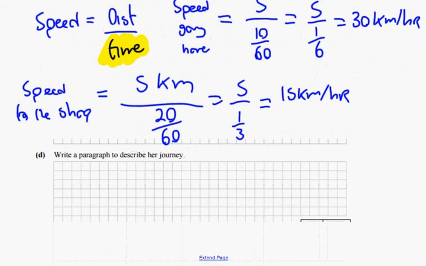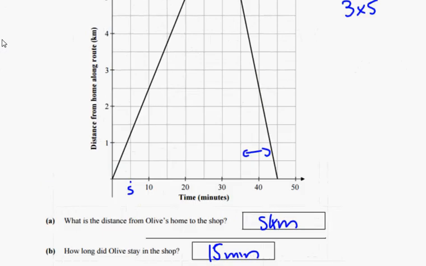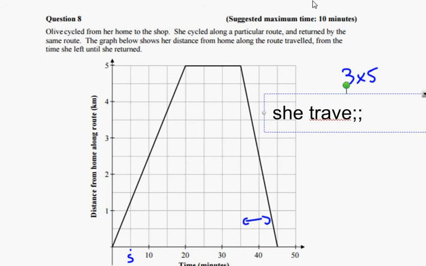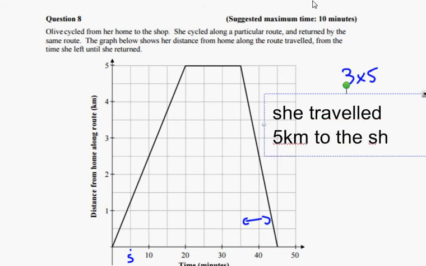Write a paragraph to describe her journey. Well, if we're going to describe her journey, let's do it over here. So, she travelled to the shop. She travelled 5 kilometers to the shop in 20 minutes.